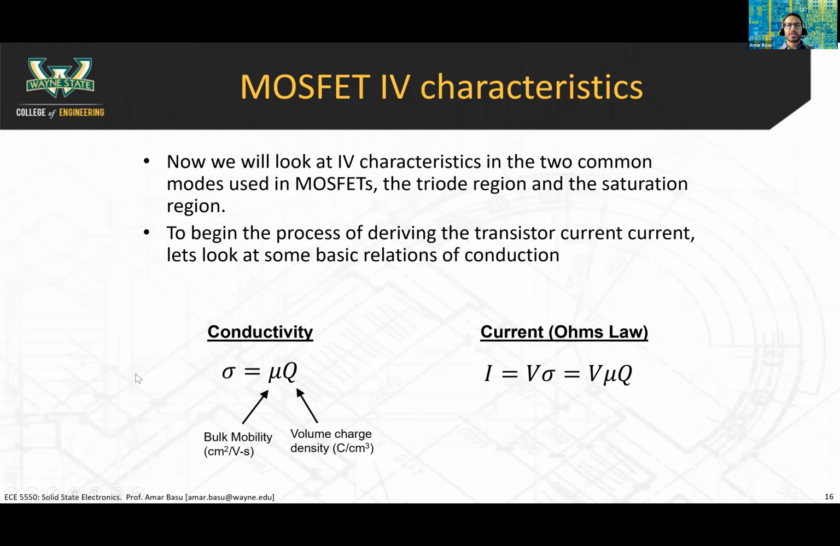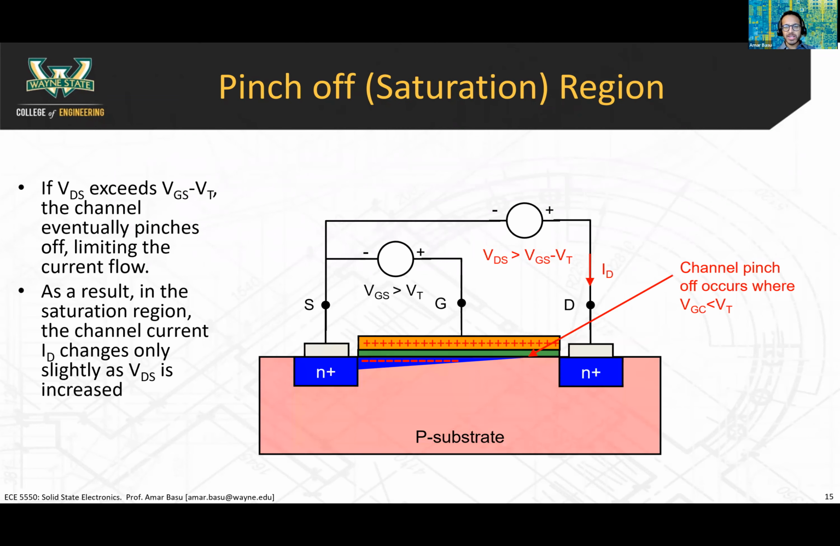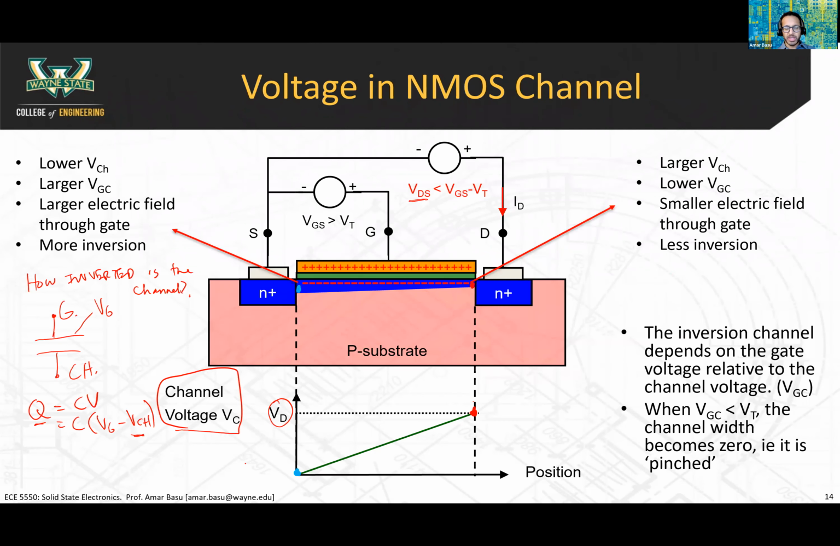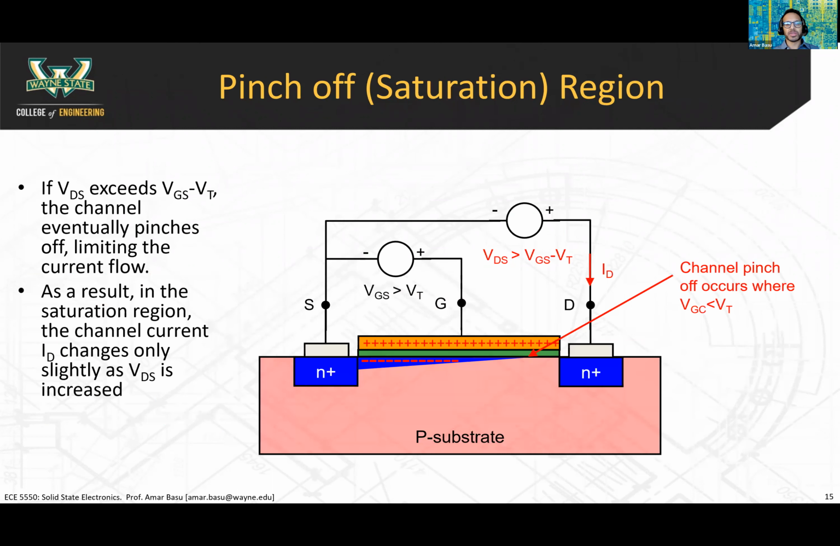Okay. So in this last 15 minutes of class here, we're probably going to take an extra 5 minutes today, so we got started late. So we're going to take a look at the IV characteristics of the two common modes used in MOSFETs, the triode region and the saturation region. I described to you qualitatively how this worked, well, semi-quantitatively, but now we're going to actually derive the equations.